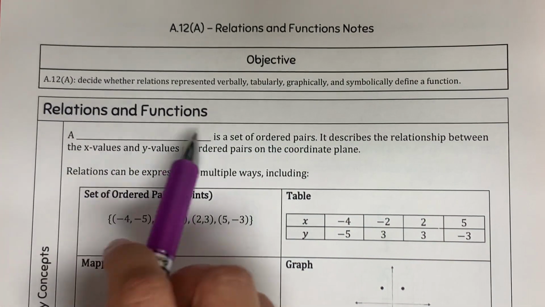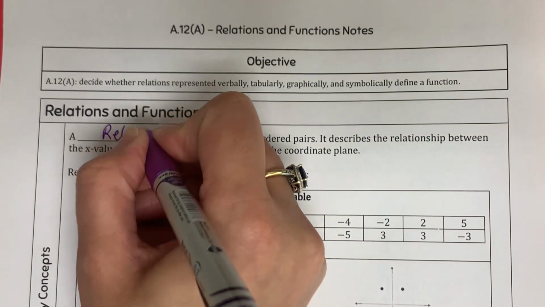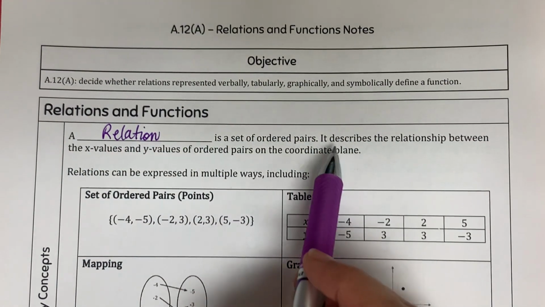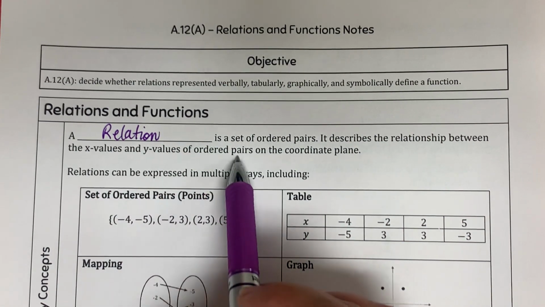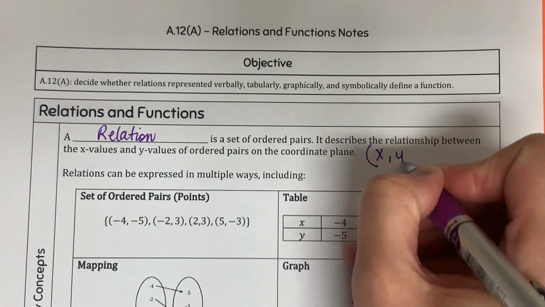Relations and functions. A blank is a set of ordered pairs. A relation is a set of ordered pairs. It describes the relationship between the x values and the y values of ordered pairs on the coordinate plane. So an ordered pair is x comma y.